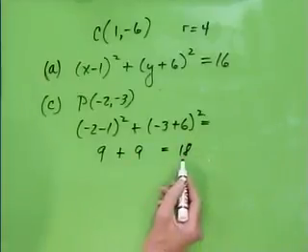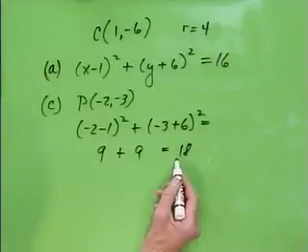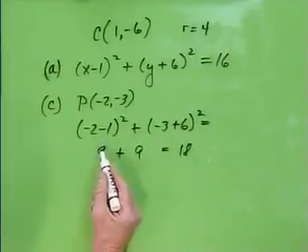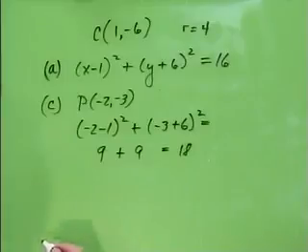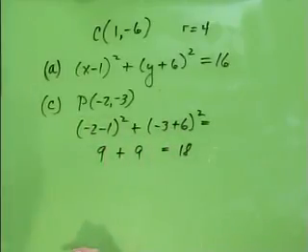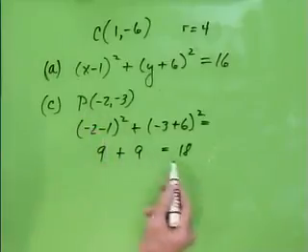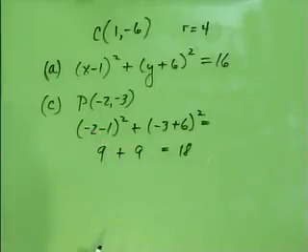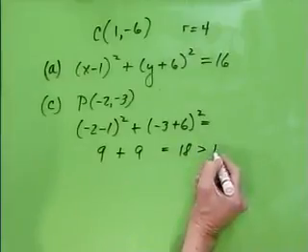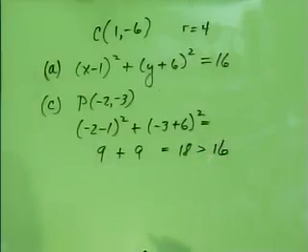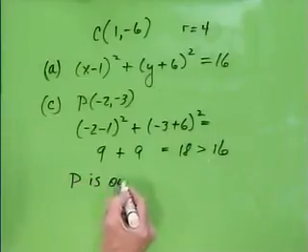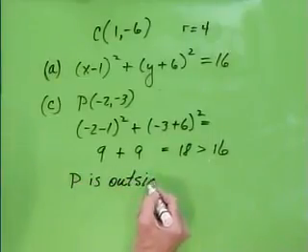Now I claim that means the point is actually outside the circle, because you see what I've done is to calculate the square of the distance from point P to the center. This is the square because I didn't take the square root of that. And so the distance from point P to the center is actually the square root of 18, not 4. I got more than 16 when I squared it. So my conclusion is that point P is outside the circle.